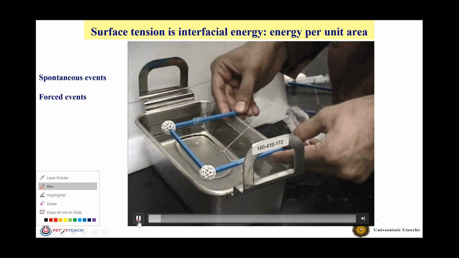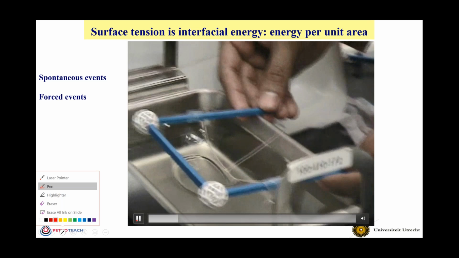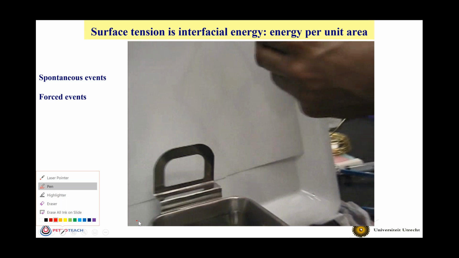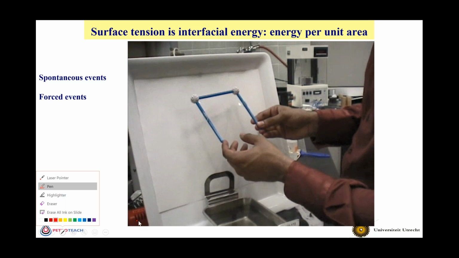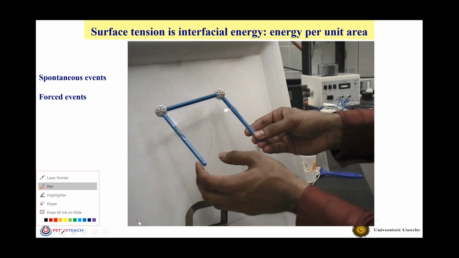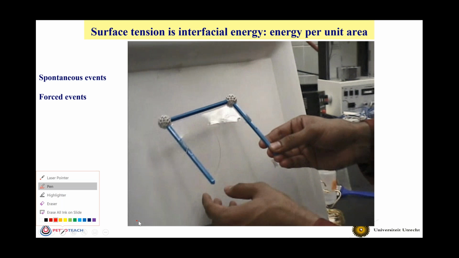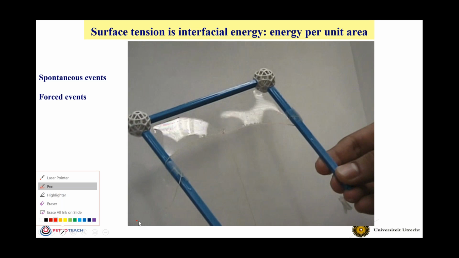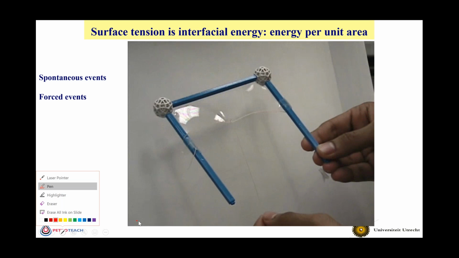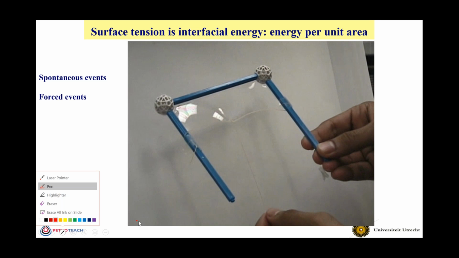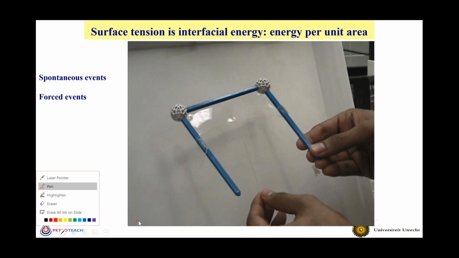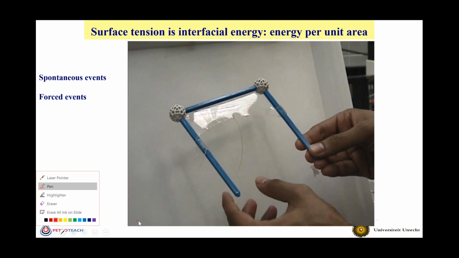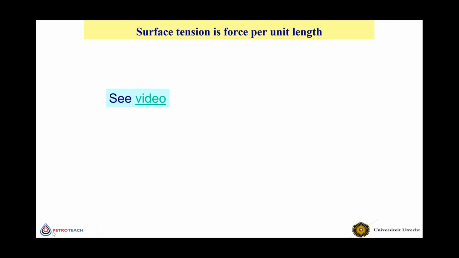Let's look at that again. Because things in the world do happen spontaneously only if energy is released. By pulling on this thread, we store energy there. So we are adding energy by pulling it. And then when you leave it, the energy is released. So that's energy per unit area, and that's a measure of the surface tension.